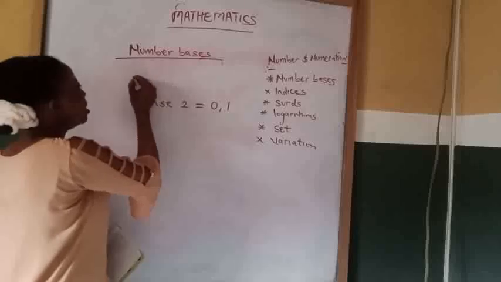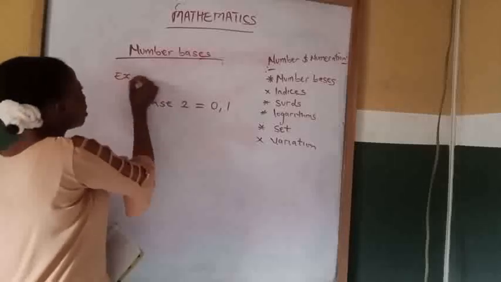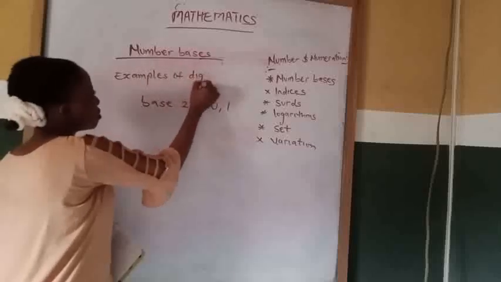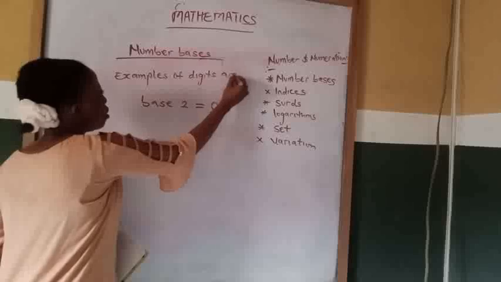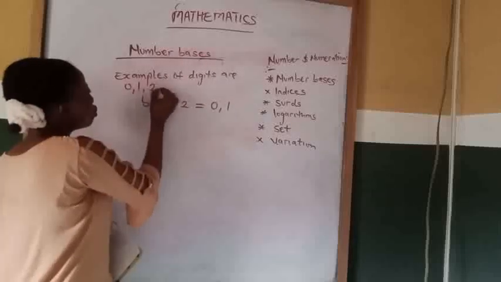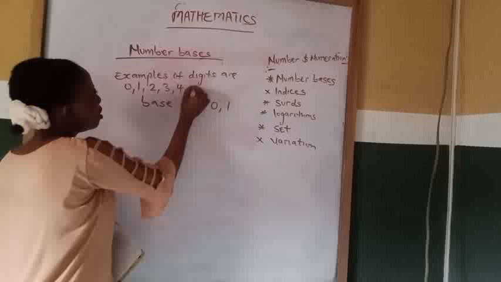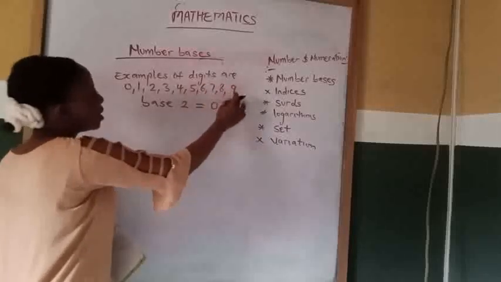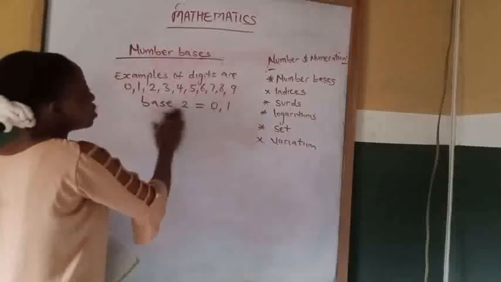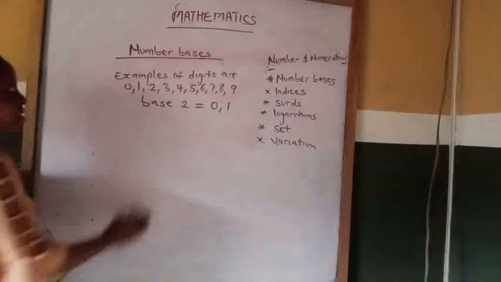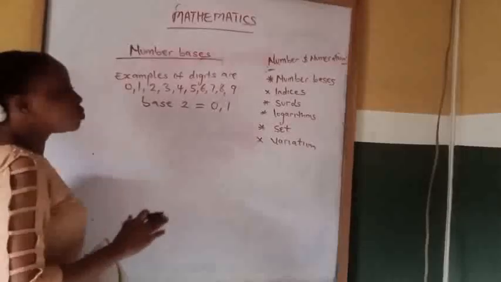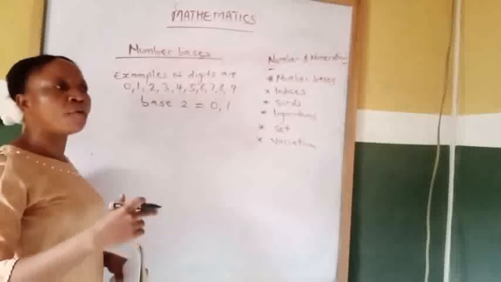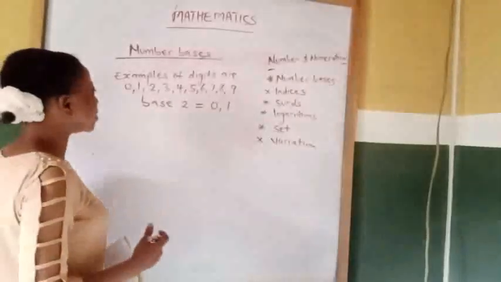Don't forget that the examples of digits that we have are 0, 1, 2, 3, 4, 5, 6, 7, 8, and 9. So the combination of digits will give us what? Number. Don't forget, like I said, that number base is the combination of digits or the number of digits that a system of counting uses in order to represent number.